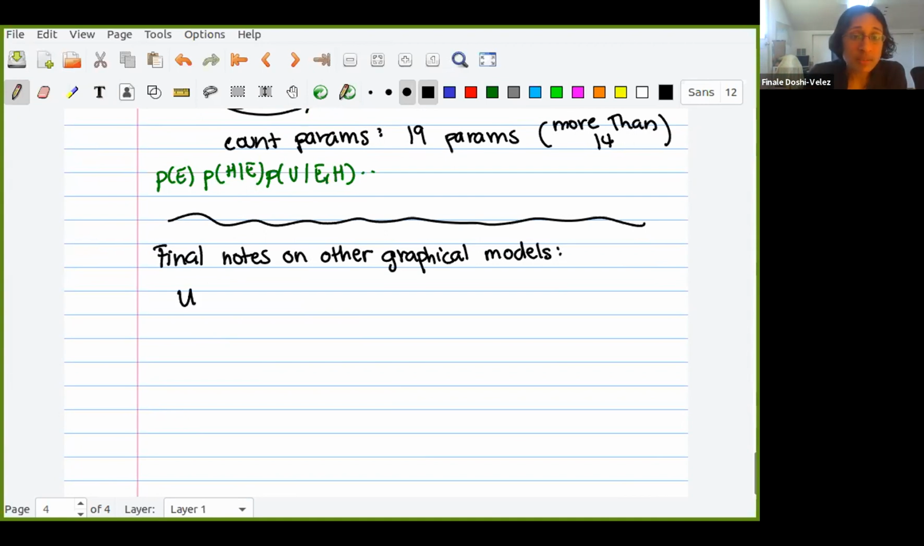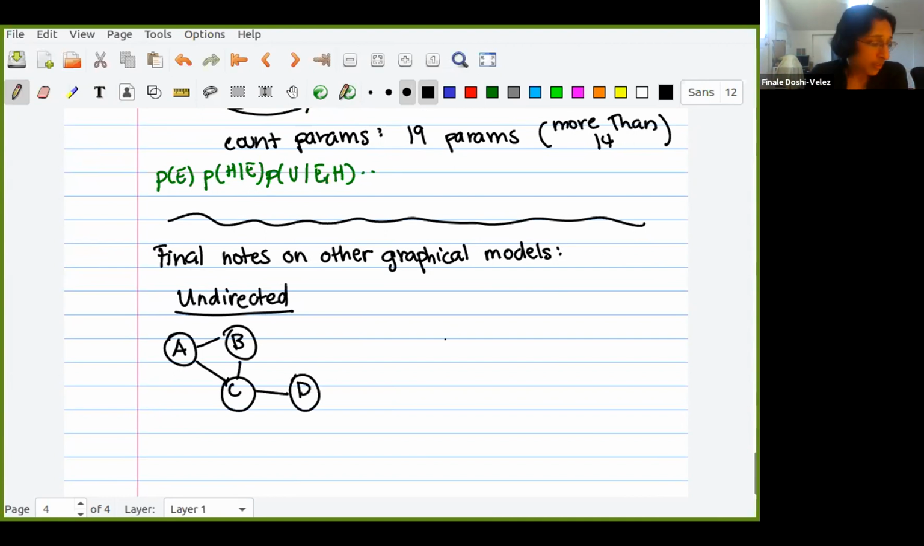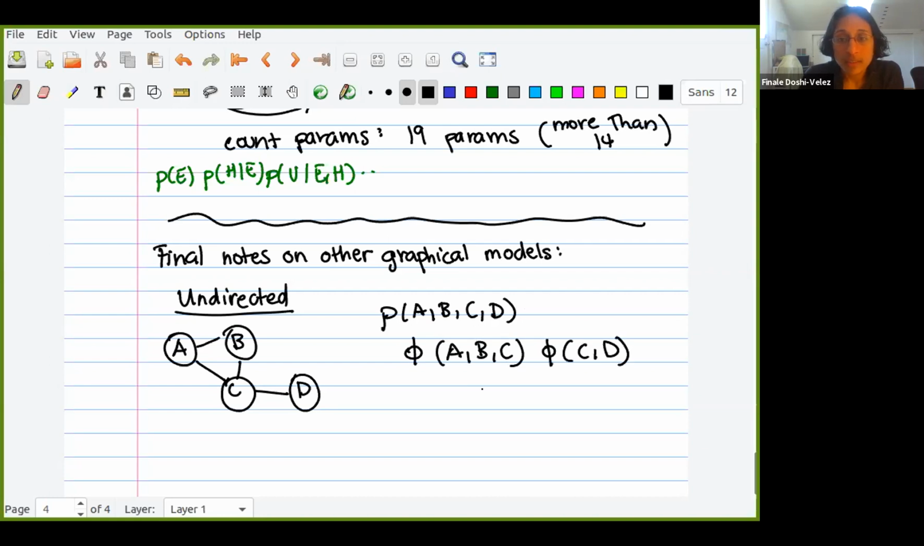The two other types of models that you might see, just so you've seen them here, are undirected graphical models. And these look like something like this. They also imply a particular factorization. So here, P of A, B, C, D will factorize as some potential function phi of A, B, and C, because they form a group, a clique, times a potential function of C and D.